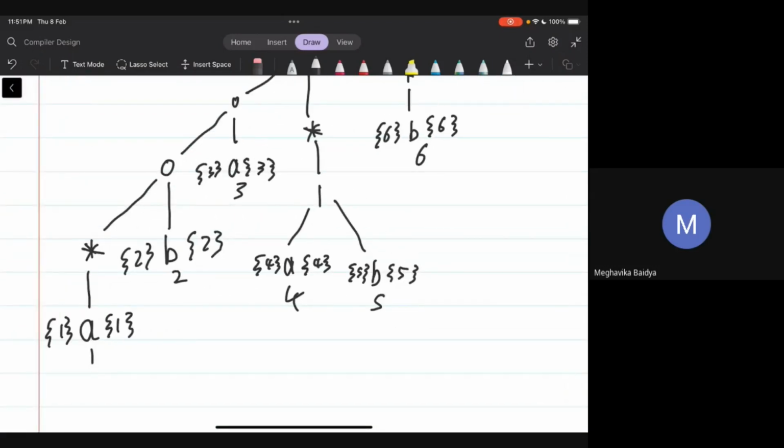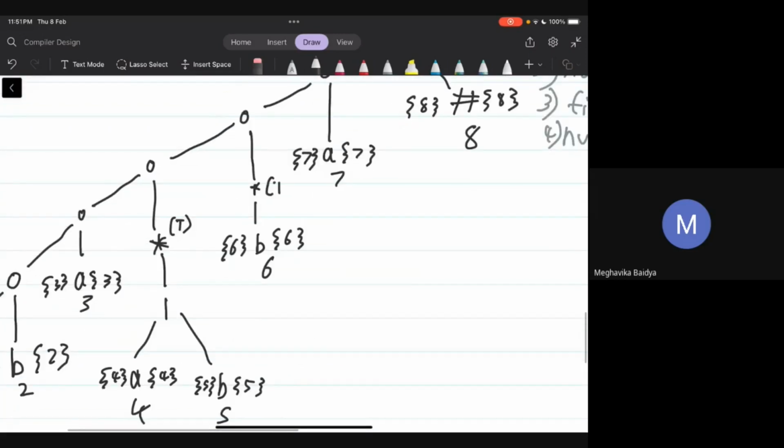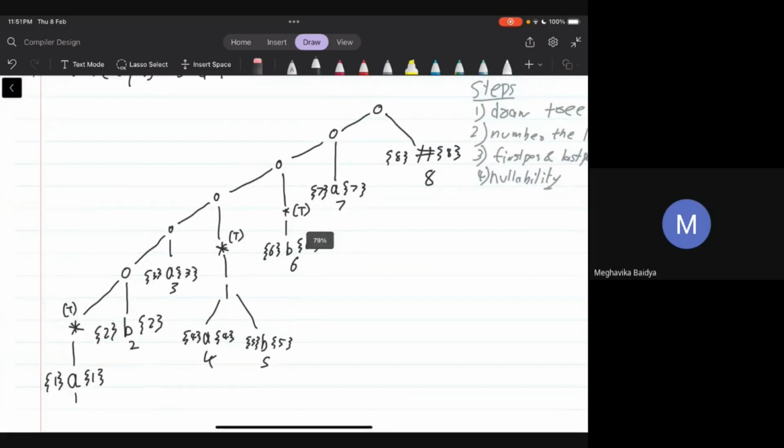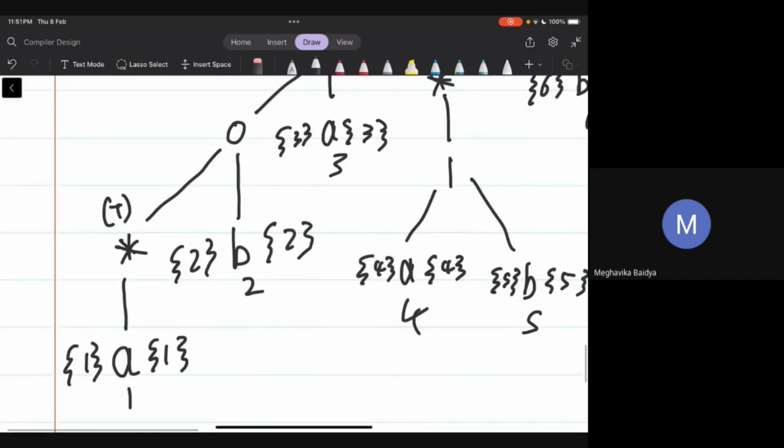For example, for the node A, the nullability is false. Since mostly all the nullability is false, you don't write false. But where there is a true, you write it. For example, for star, the nullability is true, so you write this T. Same thing for this star, and same thing for this star. That's all the nullability. Then you go along with the firstpos and lastpos for the rest of the nodes.